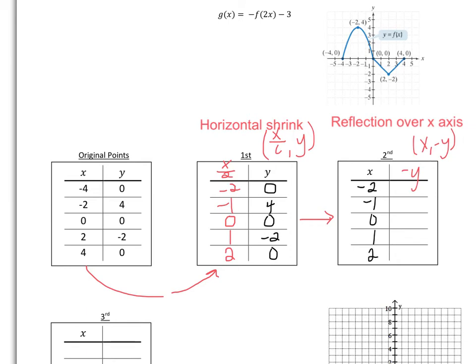But now our y's are changing. And what's going to happen with our y's is they're just going to change sign. Well, first we have 0. -0 is the same thing as 0, so that's going to stay. 4 would become -4. 0 would stay 0 again, -2 would turn to +2, and then 0 would stay 0.